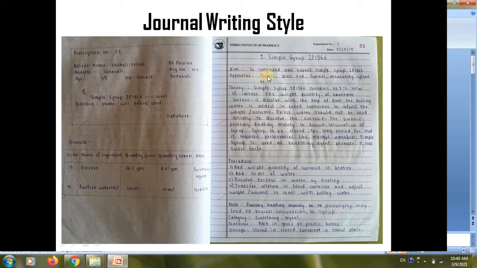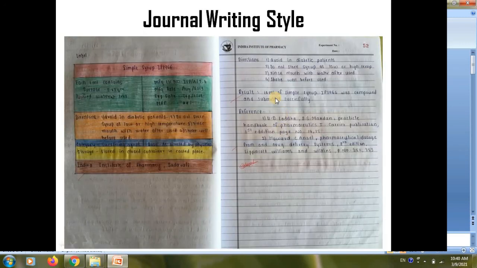Then you have to write the aim, then the theory, then the procedure, all the stepwise procedure you have to write. Then you have to write the note, category, container and storage on your first page. All the theoretical part you should write on your first right page. Then I will first discuss the right-hand side, then directions, then the result and the references. So you have to write all these things on your right side. All this I will provide you, so you just have to write it.